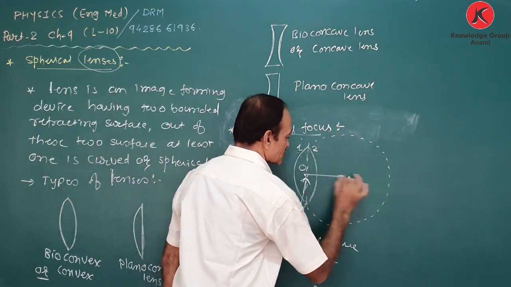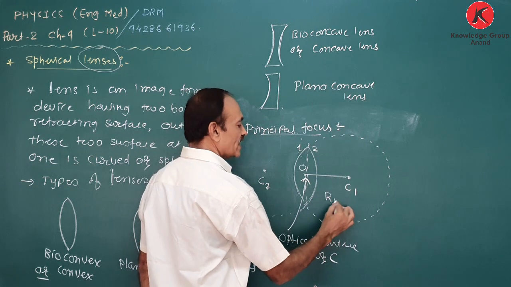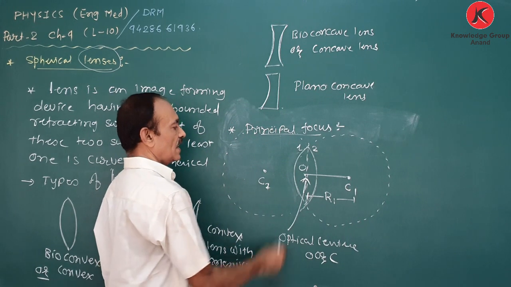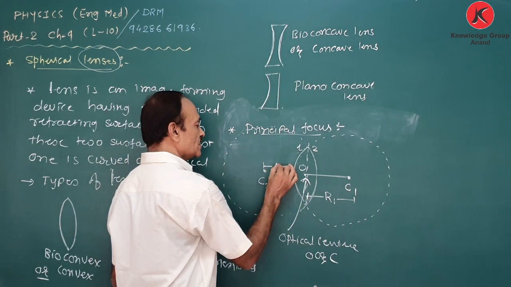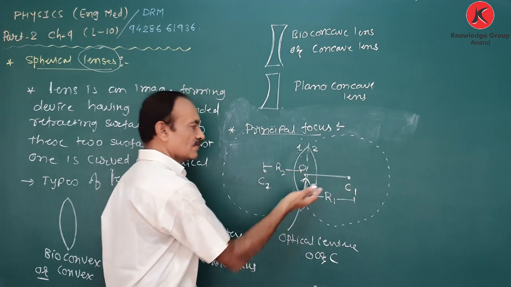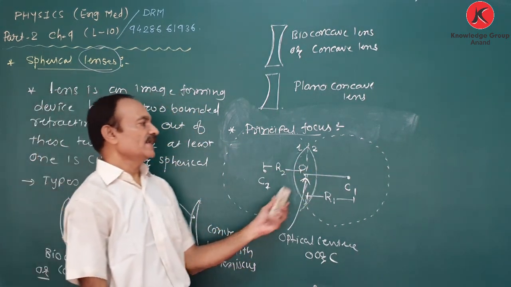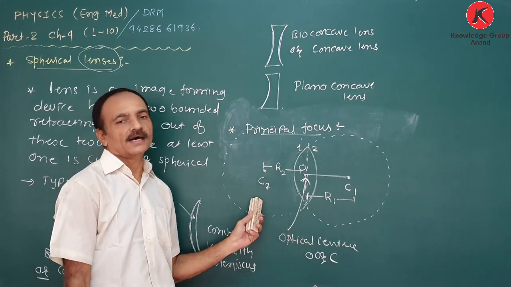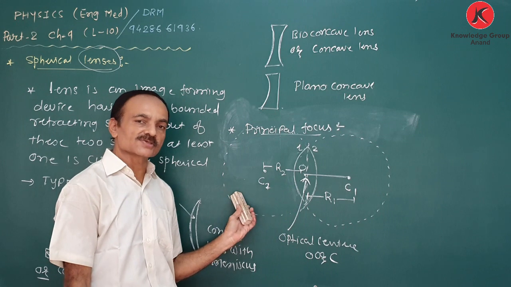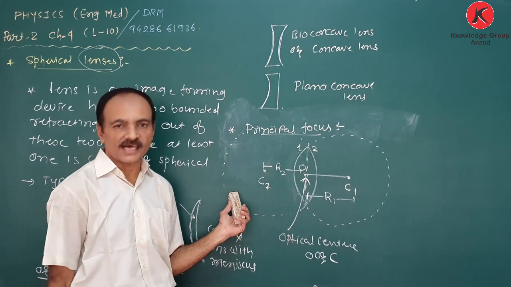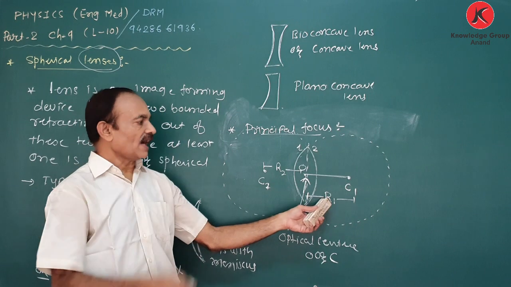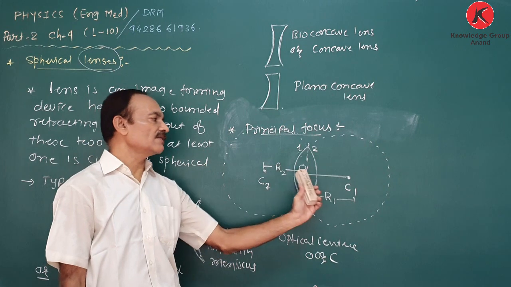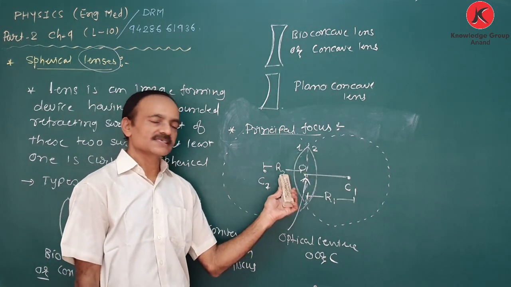Now, this distance OC1 is the radius of curvature for this convex lens. And this distance OC2 is also the radius of curvature for the second surface. That means it has two radii of curvature, R1 and R2. Here the sign convention is used according to the direction of incident light. Generally, R1 is positive and R2 is negative, because the light is always incident from surface one.